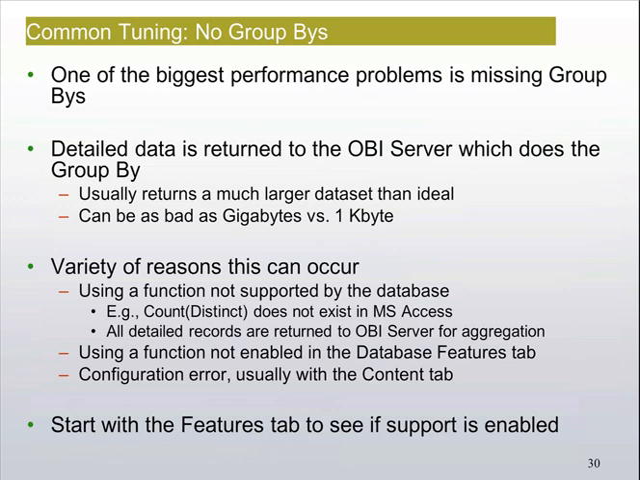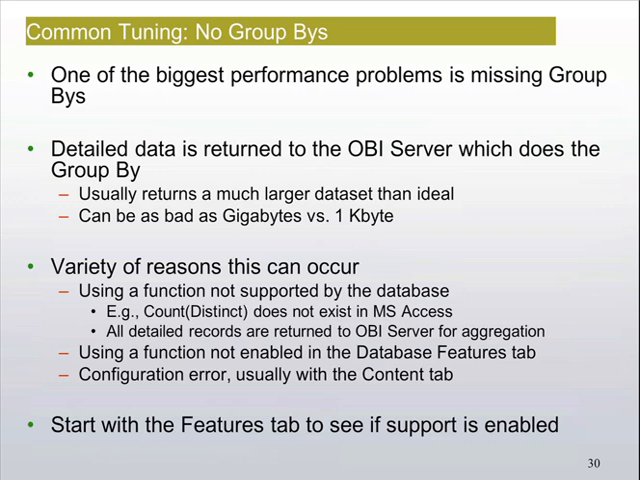Now, there could be a variety of reasons why this doesn't occur. Sometimes there's simply no option. For example, count distinct does not exist in Microsoft Access, so OBI has to bring everything back. Sometimes there's a function that's not enabled in the Database Features tab. Frequently, though, it's also a problem of configuration on a logical table source in what's called the Content tab, which is the most important part of OBI configuration.